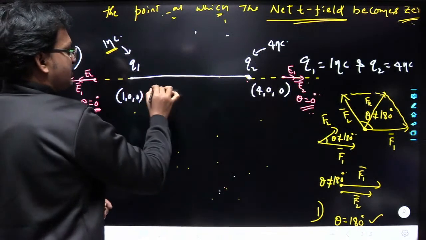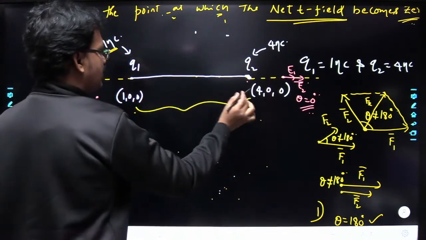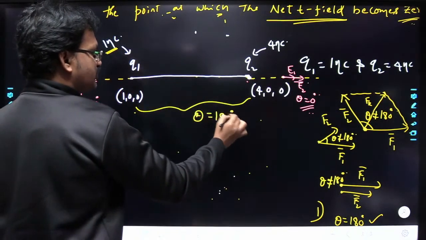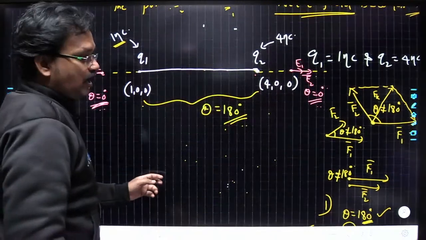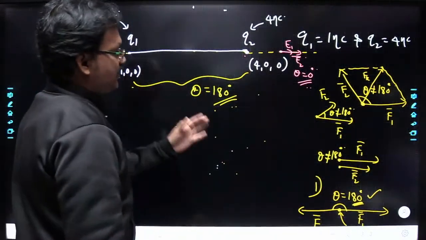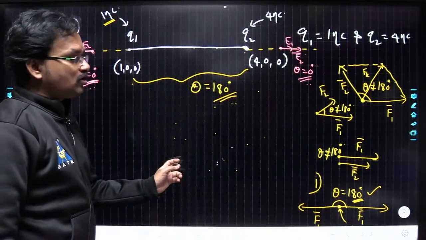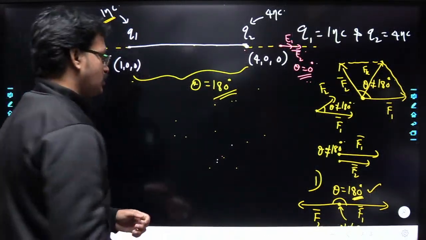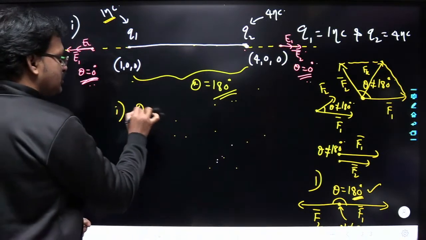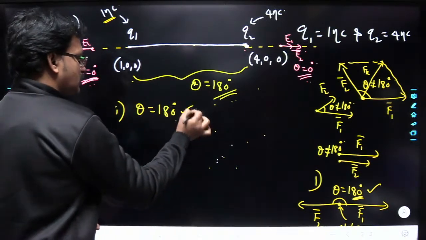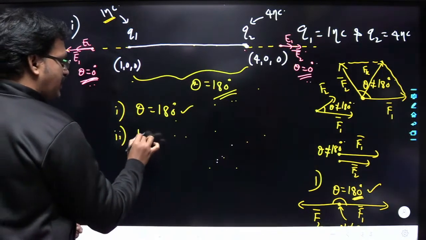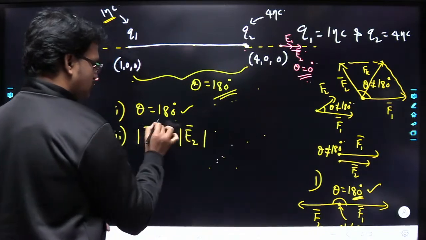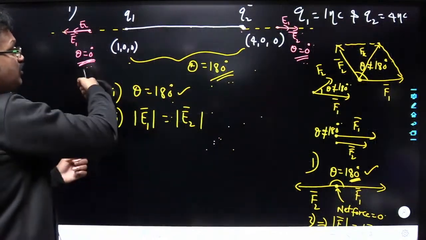In this region, only between Q1 and Q2 along this line, the condition theta equal to 180 degrees will be satisfied. Yes or no? And what is the other condition for the net electric field to become equal to 0? The magnitude of E1 must be equal to the magnitude of E2. So the first condition: theta must be equal to 180 degrees, and the second condition is that the magnitude of E1 must be equal to the magnitude of E2.